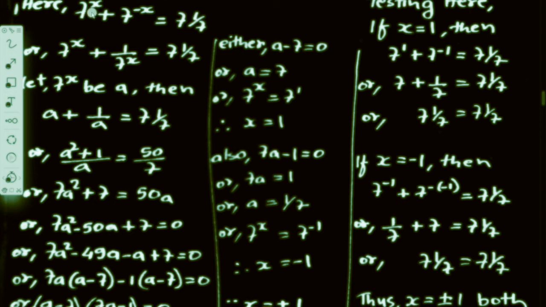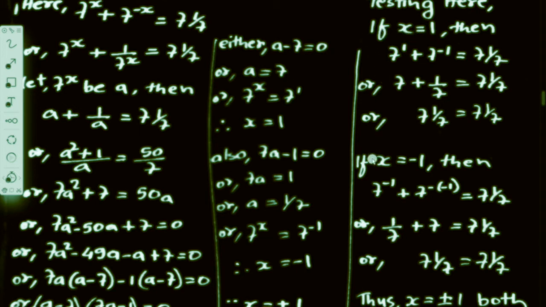In place of x, we should put the value 1. Now see here, 7 power x means 7 power 1. 7 power minus x means 7 power minus 1, which equals 1 by 7. So 7 plus 1 by 7 equals 7 plus 1 by 7. Both sides are similar. It means that our answer is right. x equals 1 satisfies our equation.